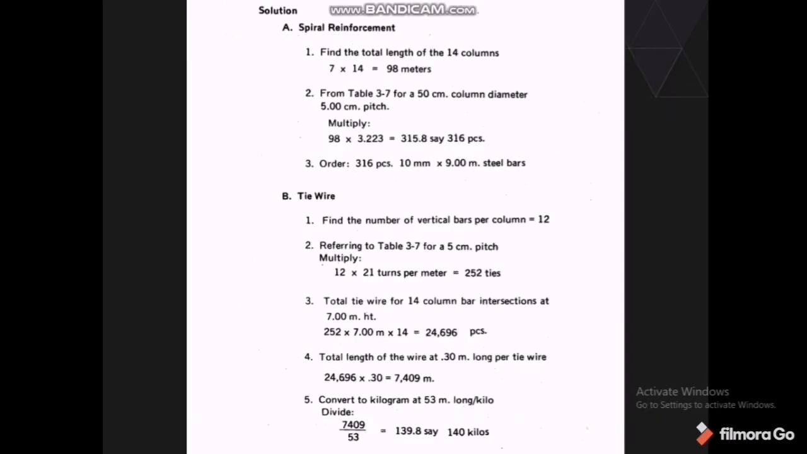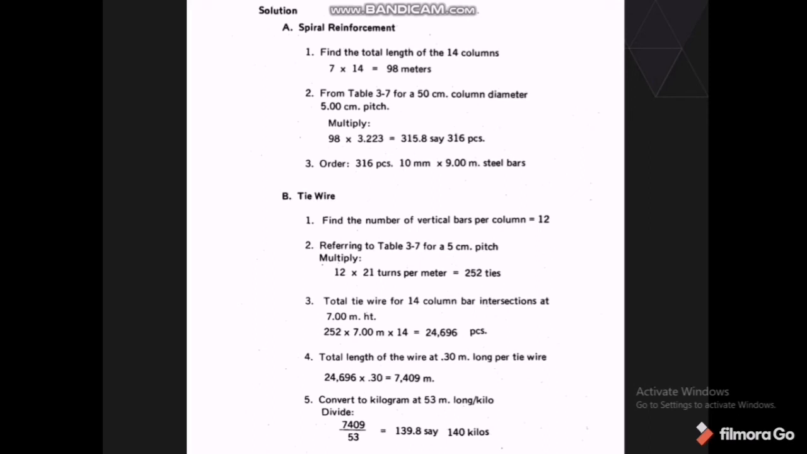So the solution for letter A, spiral reinforcement. First is to find the total length of the 14 columns. There are 14 columns and the length is 7 meters, so 7 times 14 is equal to 98 meters. Then from Table 3.7, for a 50 centimeter column diameter and 5.00 centimeter pitch, multiply 98 by 3.233, and that is 316 pieces. The order is 316 pieces of 10 millimeter by 9 meter steel bars.